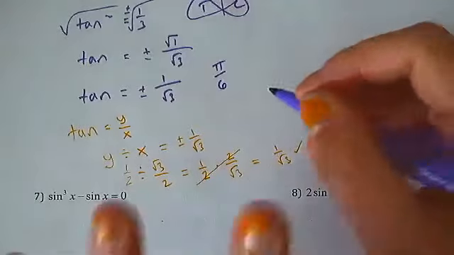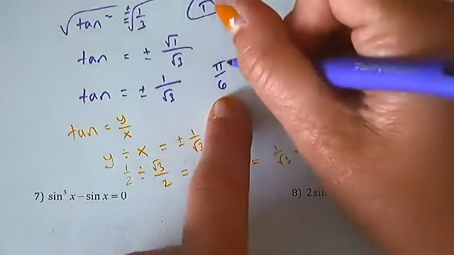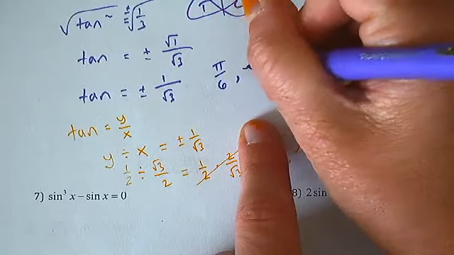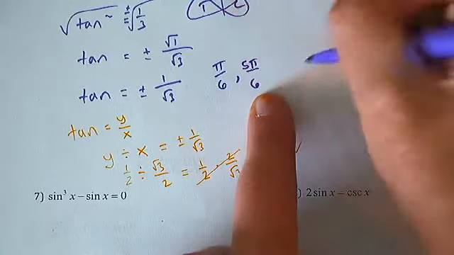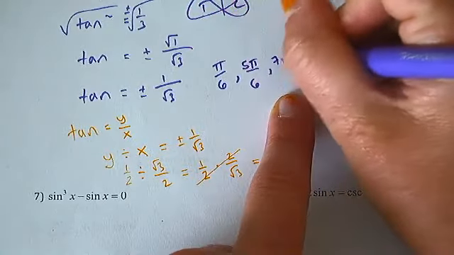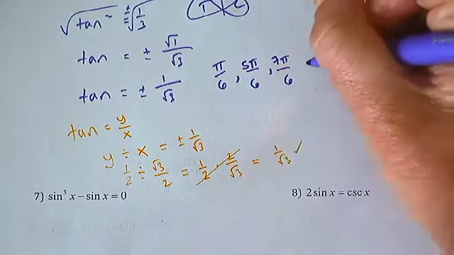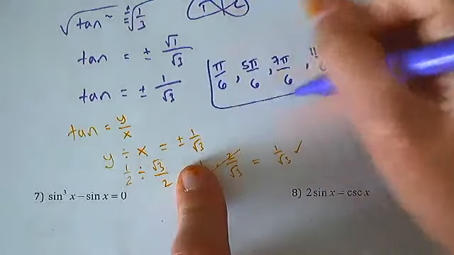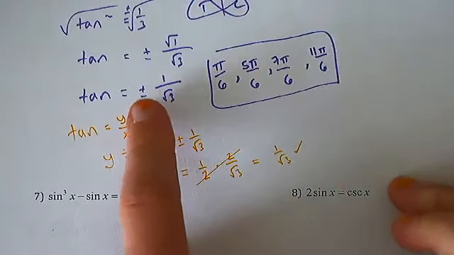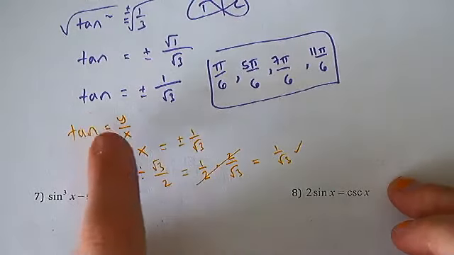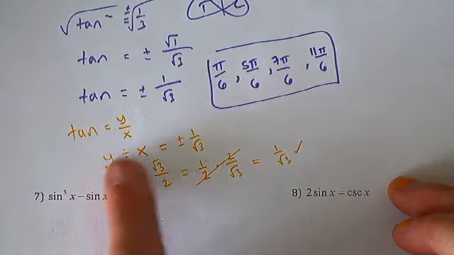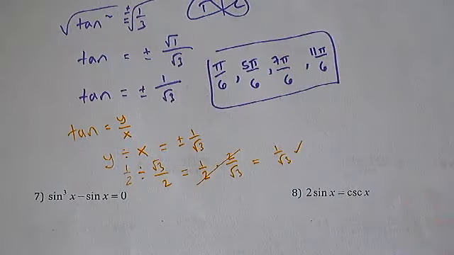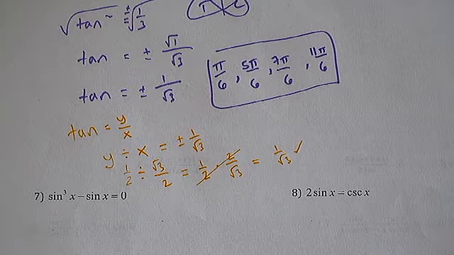So I'm going to take all 4 pi over 6's. So here's quadrant 1, quadrant 2, quadrant 3, and quadrant 4. Those are my 4 answers, where tan is equal to positive or negative 1 over root 3, because tan is y over x. So when you divide y over x at those 4 positions, you get this.